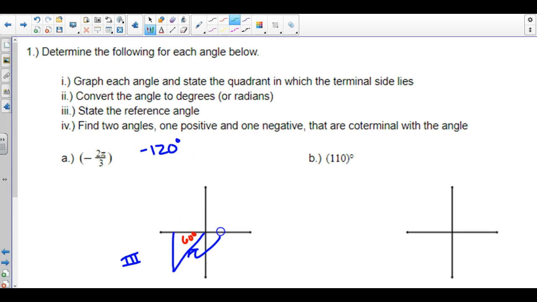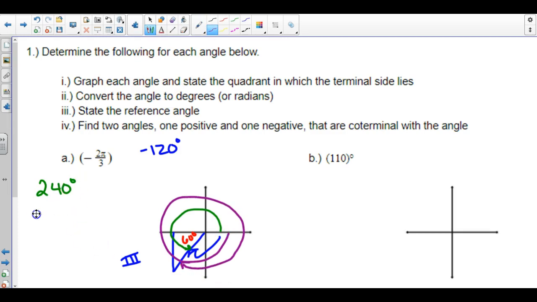I'll do the positive one first, which says basically if I were to go this way, how can I get that same terminal side? Well, if I went 180 degrees and I added another 60 degrees from the reference, that would give me a positive coterminal angle of 240 degrees. If I go the other way, though, and I go a full lap around clockwise, that's 360, plus that another 120, that gives me a negative coterminal angle of negative 480 degrees. So those are the coterminal angles, and I did the other parts.